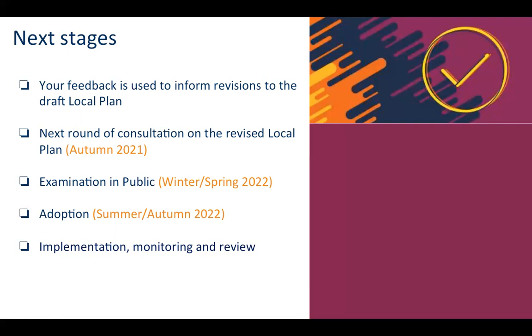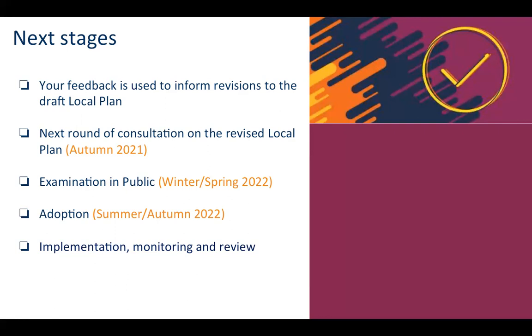And at that point, an inspector will weigh up the plan against the legislation and critically the tests of soundness embedded in national planning policy and tests of legal compliance, which are there to ensure that the council has been following the right procedures in terms of the plan making process. Subject to the plan being found sound at examination, the council will then be in a position to adopt the plan. Currently, we're targeting summer or autumn 22 for this to happen, at which point the policies would have full force for the purpose of planning decisions.